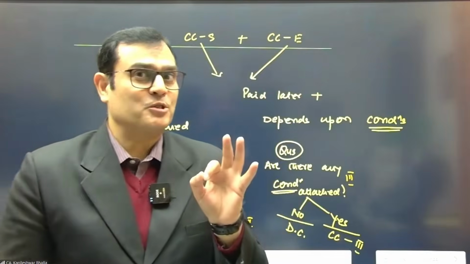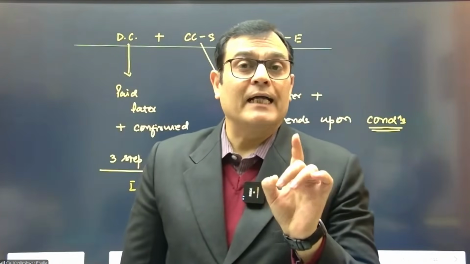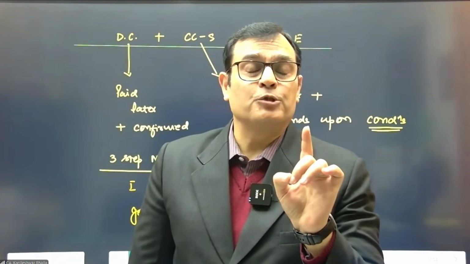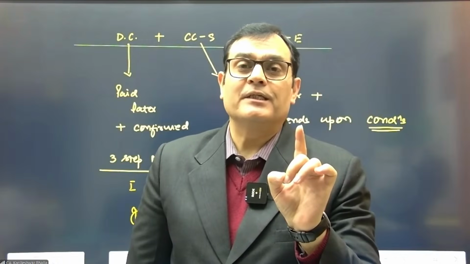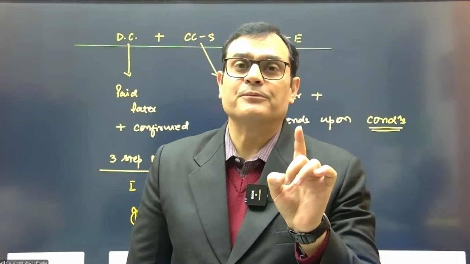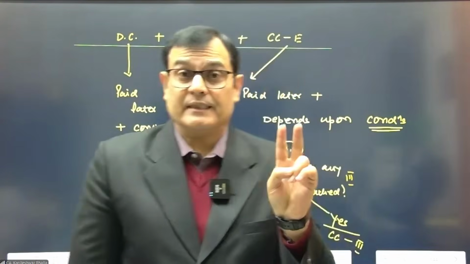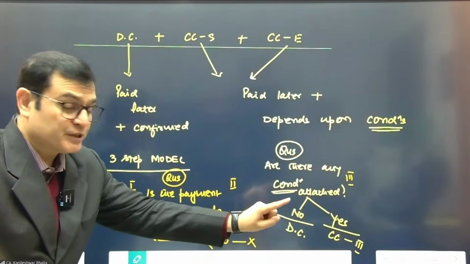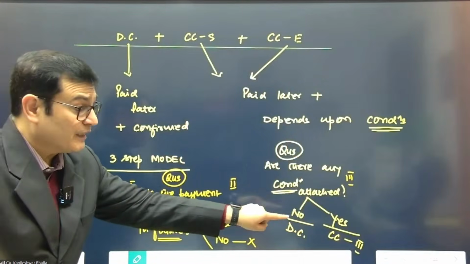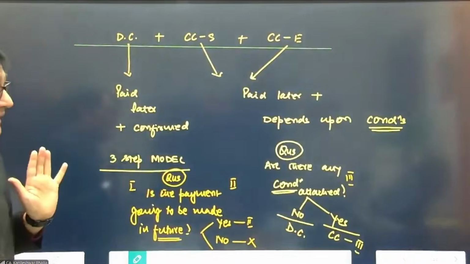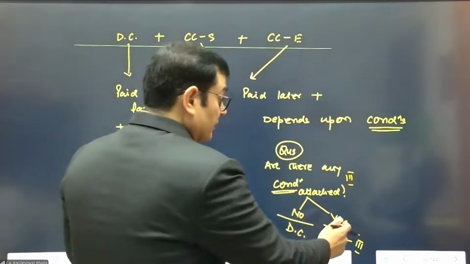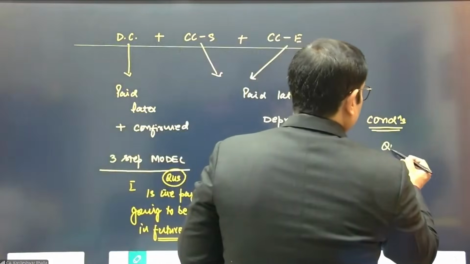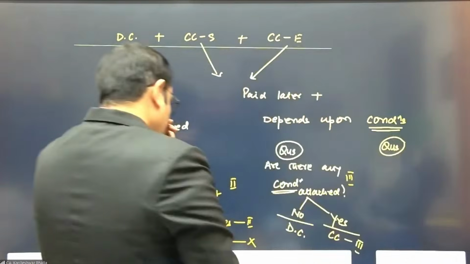I hope you got the inputs very clear. So I'll say, is the payment made in the future? Yes, it can be a DC or a CC. You go to step 2. Then in step 2, you see whether there are any conditions attached. If there are no conditions, it is DC. If there are conditions attached, then it is contingent consideration, and you go to step number 3 and put another question.